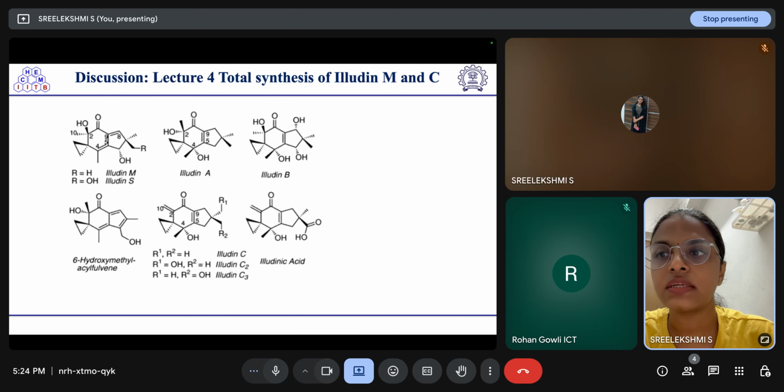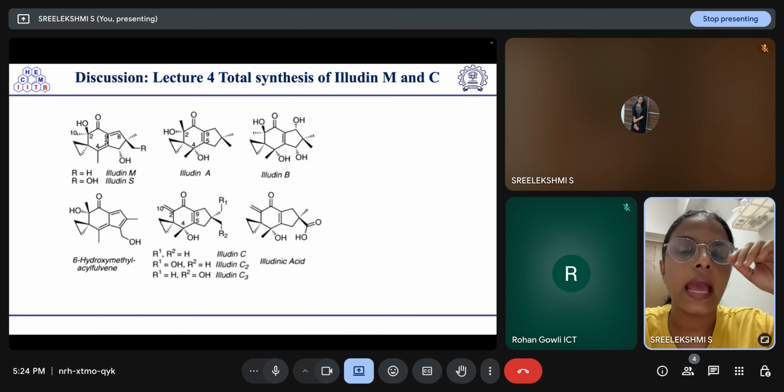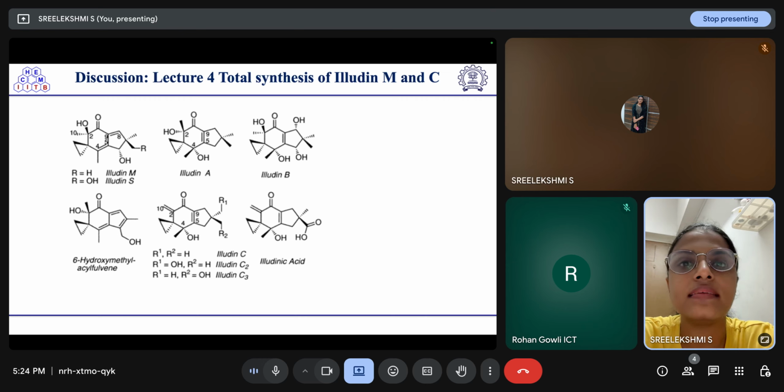So these are the structures of illudin M and illudin natural products. There are various derivatives for this illudin class of natural product. And here we have also seen what the standard methods are which could be used for preparing a cyclopropane ring in a natural product. So while devising a retrosynthetic strategy, it is very important to know how to construct each of these rings in the natural product.